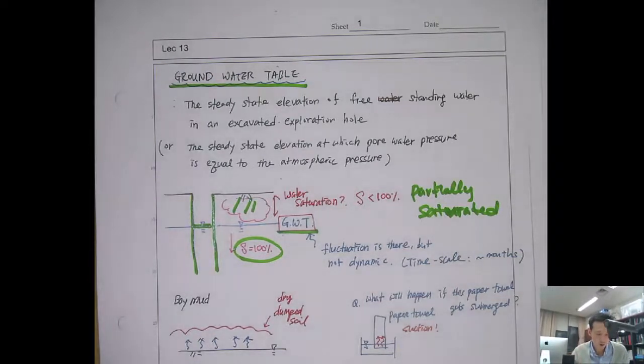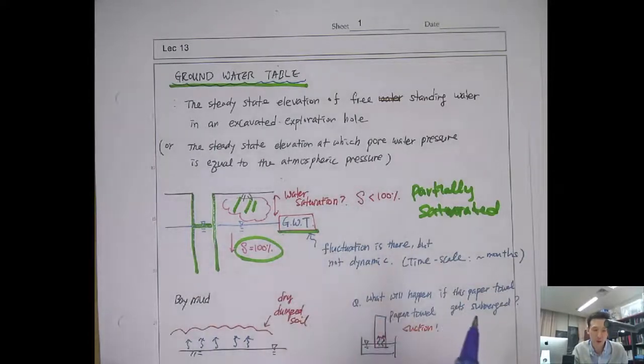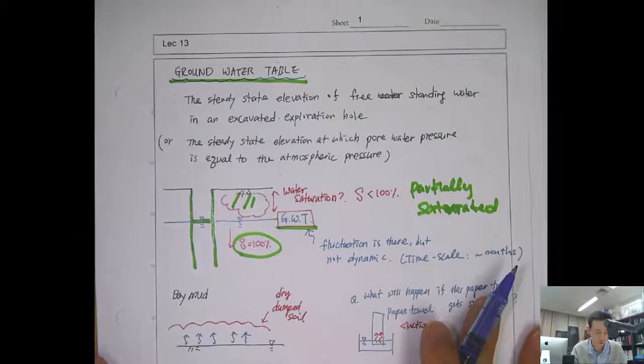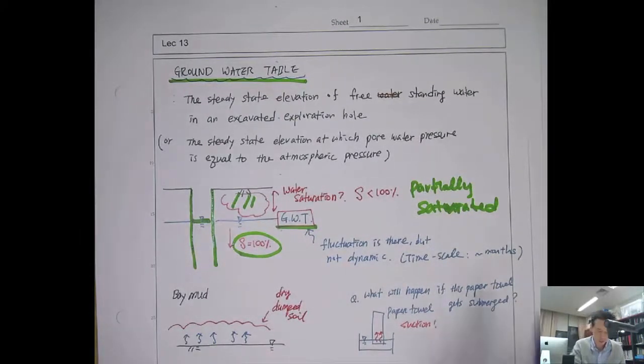The groundwater table can fluctuate depending on the season. In the rainy season, the groundwater table can rise up, and in the dry season, it can go down. So fluctuation is there, but it's not really a dynamic fluctuation. The time scale of the groundwater table change will be at the scale of several months.